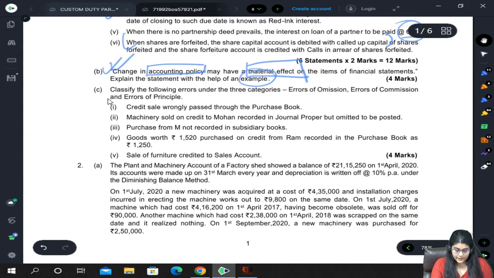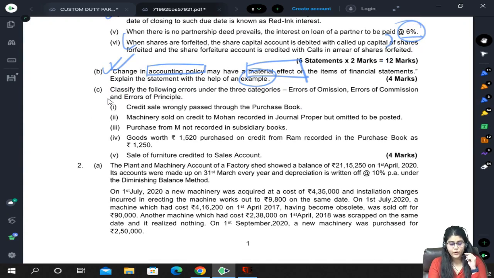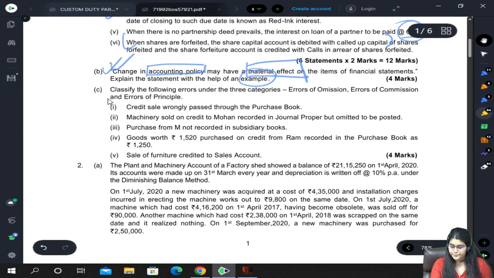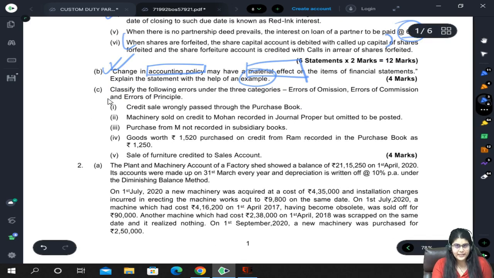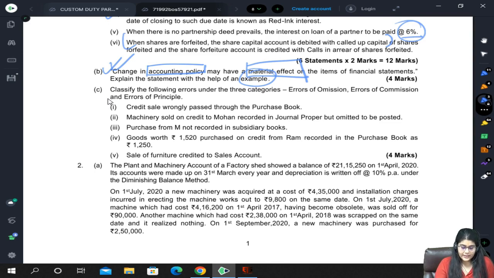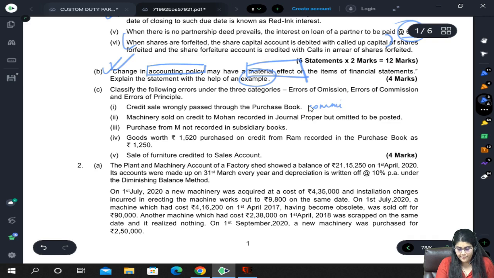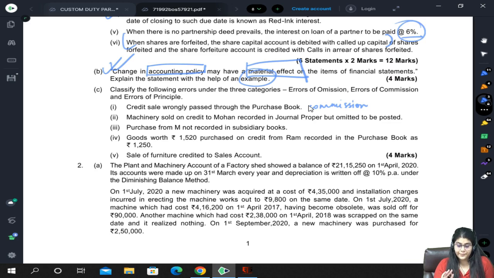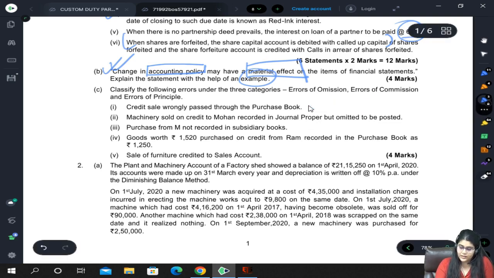Classify the following errors under the 3 categories: errors of omission, commission and principle. Again, an extremely easy question. Credit sale wrongly passed through purchase book: error of commission, because we haven't omitted anything and there is no mistake in our principle. This is just a mistake which happened while making the accounts. So this one is commission. I will just write C; this one is O, this one is C, and this one is P. So the first one is error of commission.